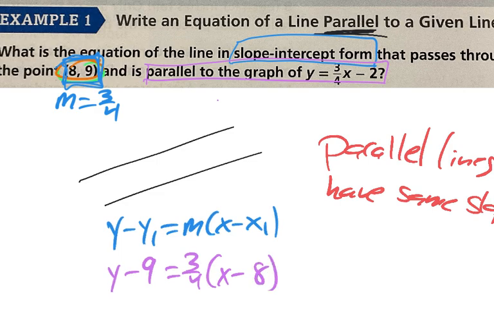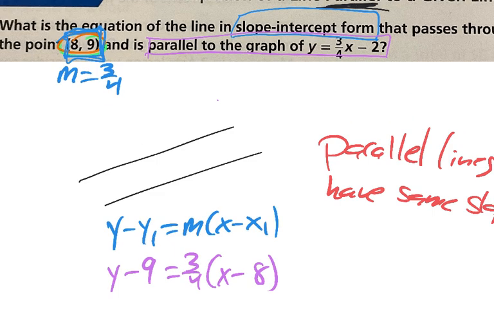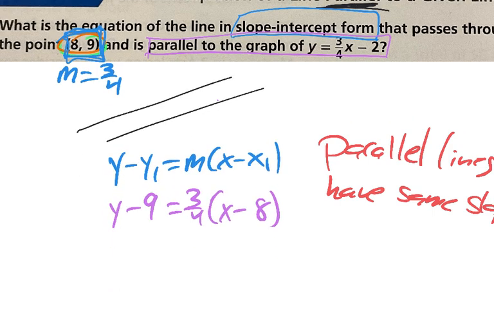Is this an equation of my line? Yes. Did it ask me for an equation of my line? No, it was more specific this time. It wants it in slope-intercept form. So how can I take something that's in point-slope form and put it into slope-intercept form? Isolate the y. That's the answer I'm looking for. Isolate the y. Get the y by itself. So first we distribute here. What's 3/4 times x? What's 3/4 times -8?